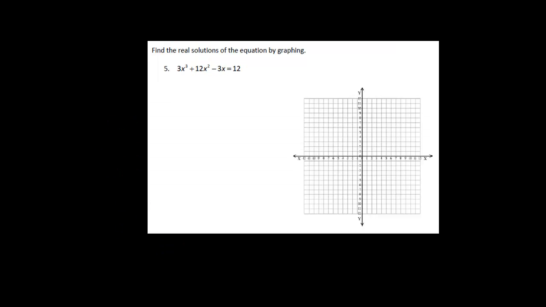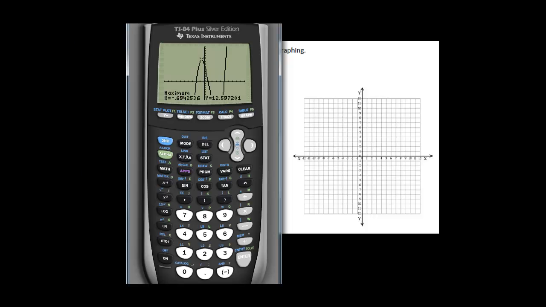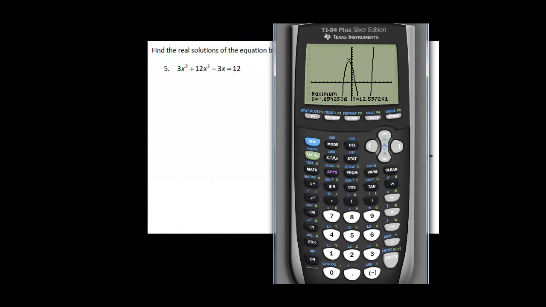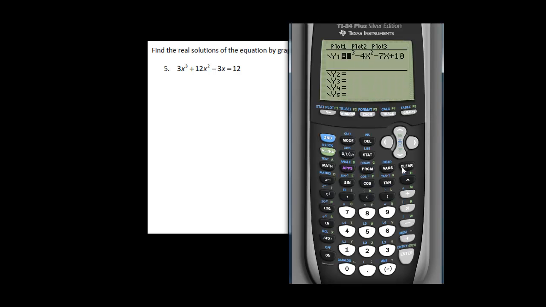Here's another one we're going to be graphing. Let's move this over a bit. Clear this one out. So we have 3x to the third plus 12x squared minus 3x, and then we move the 12 over, so minus 12. Let's take a look at the graph. Let's just get a regular normal 10 by 10 here. So that's what it looks like.